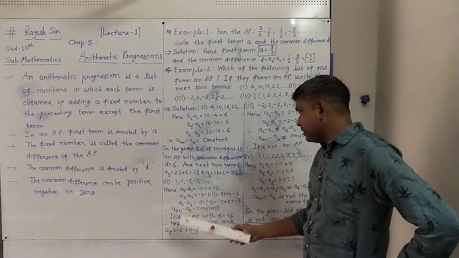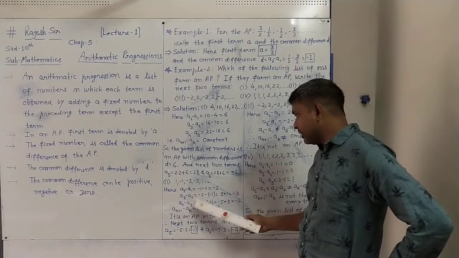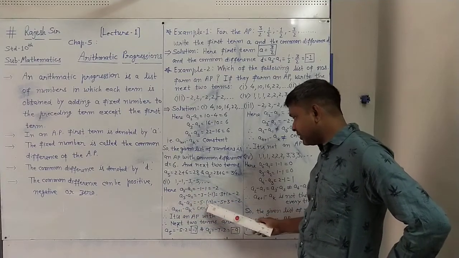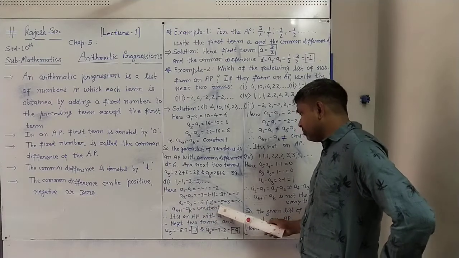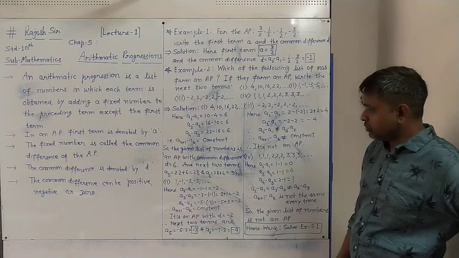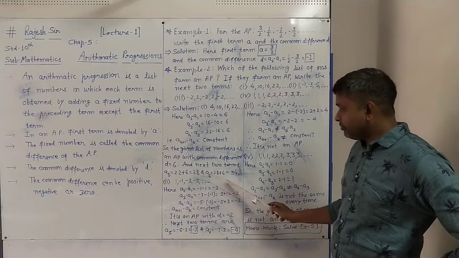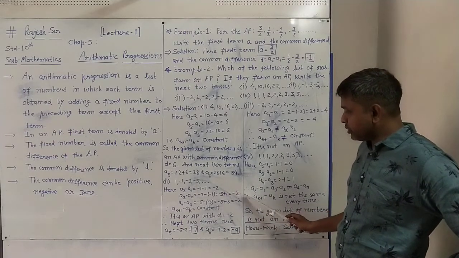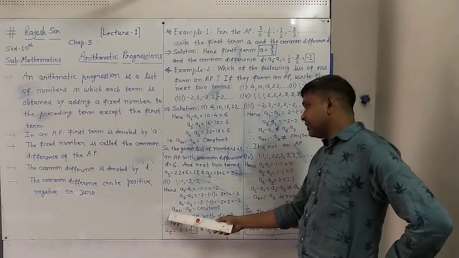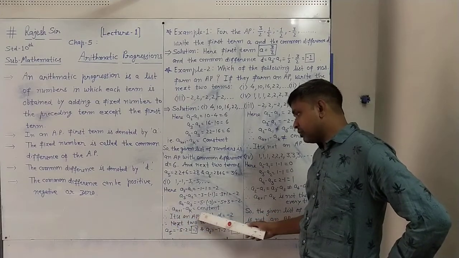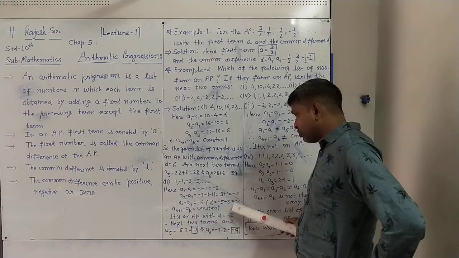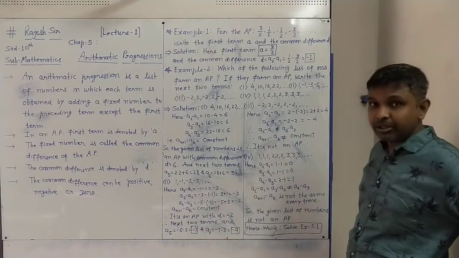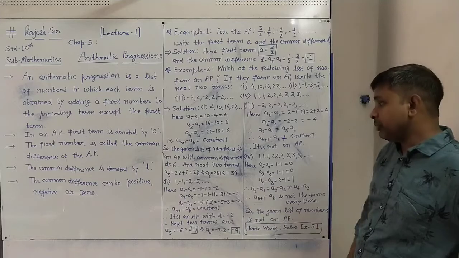Then A4 minus A3: A4 is minus 5, minus A3 is minus 3, so minus 5 plus 3 will give minus 2. So here also every time the common difference is minus 2. So in general we can say A(k+1) minus A(k) is constant here. So it's an AP with d equal to minus 2, the common difference is minus 2 always, and it is an AP also.